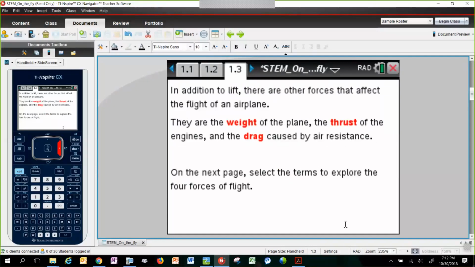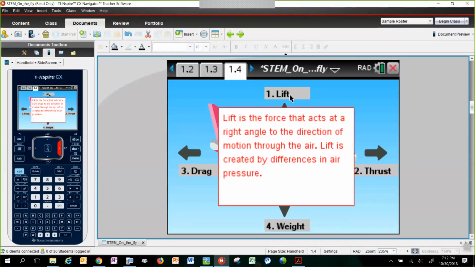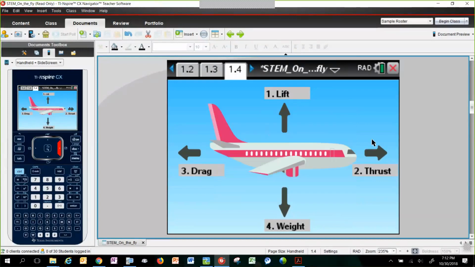All right, so in addition to lift, there are other forces that act on an airplane. A lot of you are already familiar with this most likely, but a lot of kids aren't. So we get into a little bit of the vocabulary here, and the next page is a better illustration of these definitions, a more interactive way to deal with vocabulary. So here's an image, and you'll notice Curtis's cursor is moving around the screen, and when he goes to one of these terms, the definition will pop up. Lift is a force that acts at a right angle to the direction of motion through the air. Lift is created by differences in air pressure. Kids probably don't know what that really means, so throughout the activity, we try to slowly build these concepts up through experiences that they'll have.